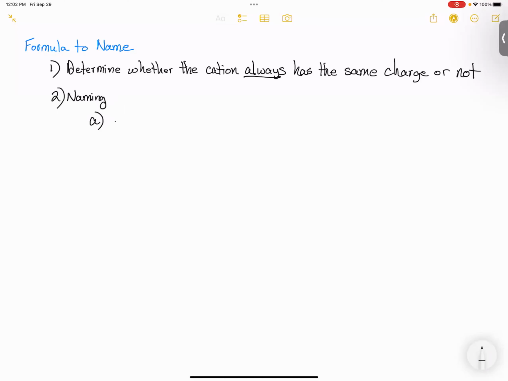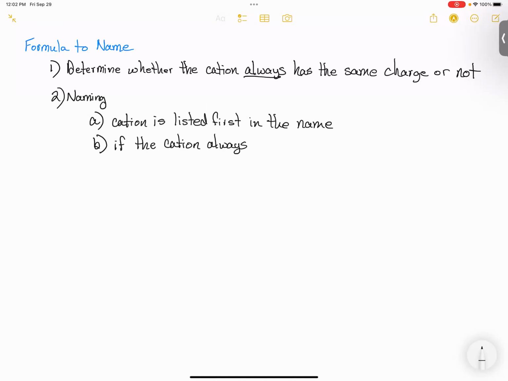When naming, the cation is listed first in the name, followed by the anion. Now, part B, if the cation always has the same charge, then you name the cation, name the anion, and you are done.